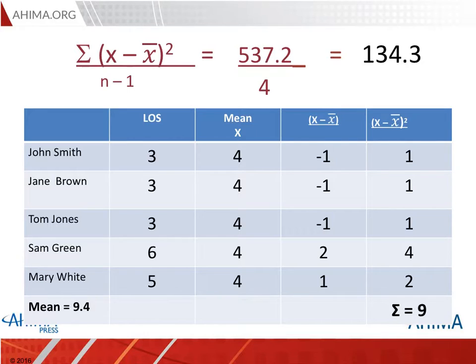In this example, our numerator is much higher because our patients' length of stay are a lot further away from our mean. By dividing 537.2 by 4, we find we have a variance of 134.3. The higher the number, the further our data is from the mean, which means that we have too much variation in our process.